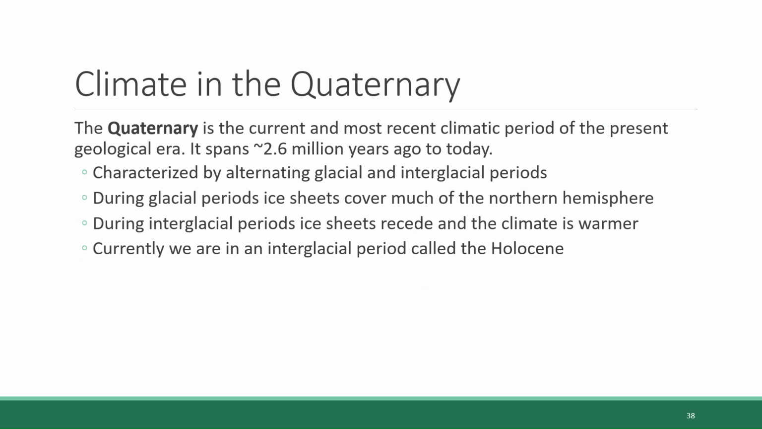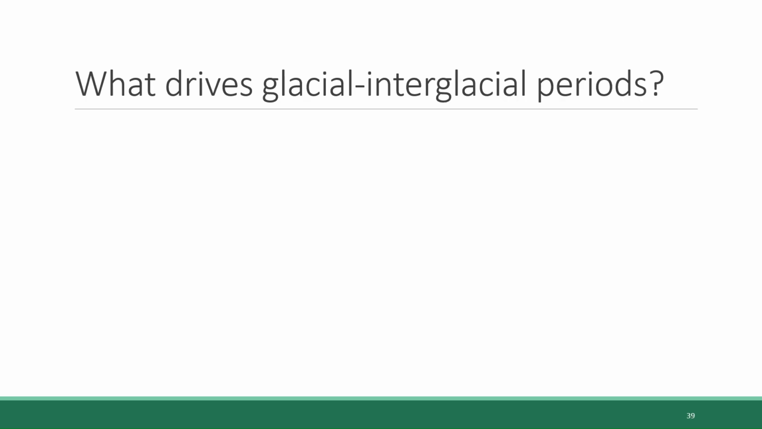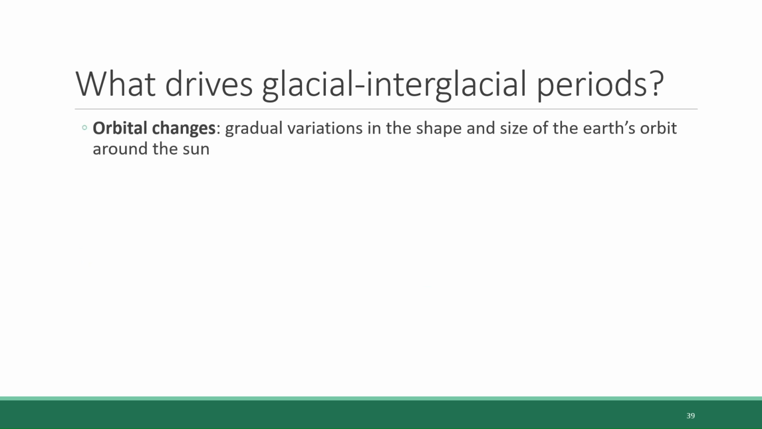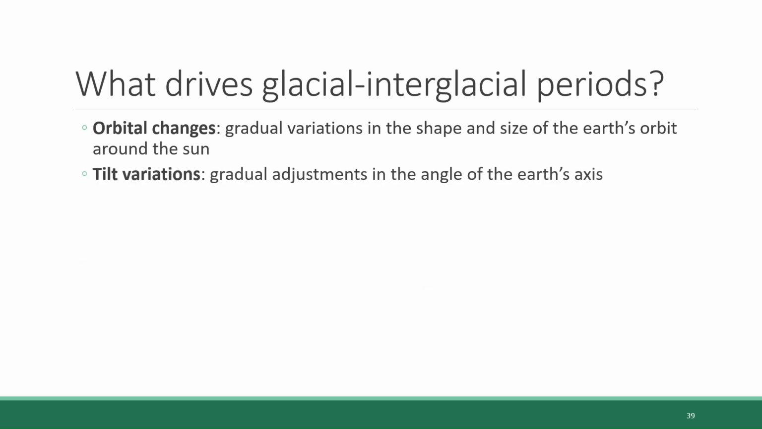Okay, so what has caused the Earth to oscillate back and forth between glacial and interglacial periods throughout the Quaternary? There are three big forces that have caused this ebb and flow. One of them is orbital changes, which are gradual variations in the shape and size of Earth's orbit around the Sun. Also, tilt variations, which are gradual adjustments in the angle of the Earth's axis. You may remember from the last section that we're at about 23 degrees right now, but we haven't always been, and we won't always be. The tilt changes over time.